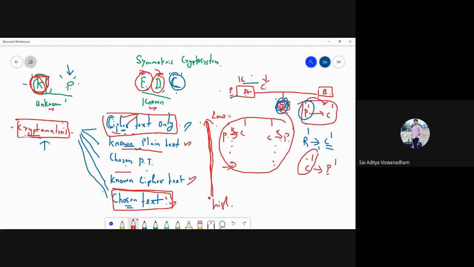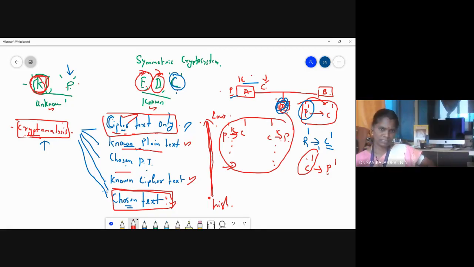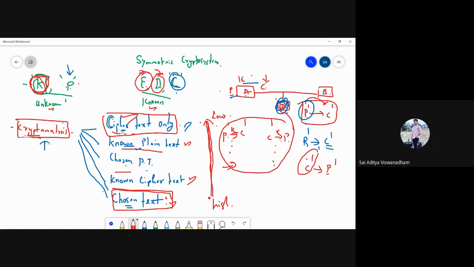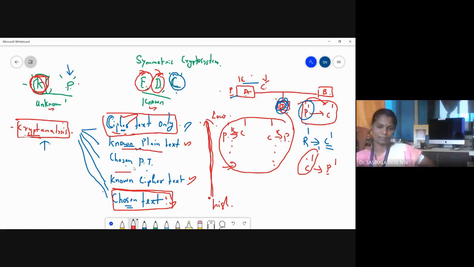Ma'am, what is the difference between known ciphertext and ciphertext only, ma'am? The first one and the fourth one. Okay, very good question. Dark is the cryptanalyst. In a ciphertext only attack, Dark will get only this C, and from this C, Dark needs to recover P. This is the ciphertext only attack.